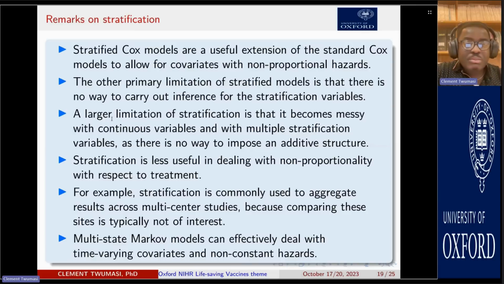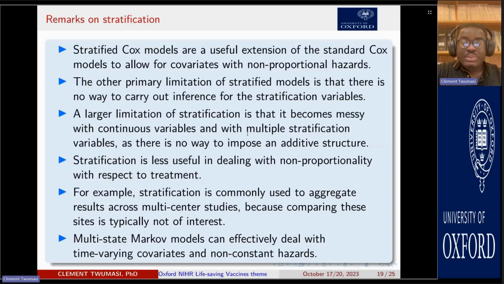Keep in mind that a larger limitation of stratification is when you are dealing with continuous variables. It's often not nice if you have a continuous variable that didn't achieve the constant proportional hazard assumption. Sometimes one way is to categorize that continuous variable and see if that solves the problem. But again, if you don't know exactly how you want to split it, it also introduces some degree of challenges.